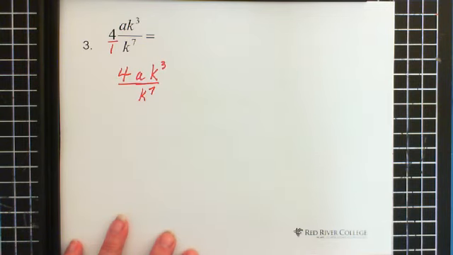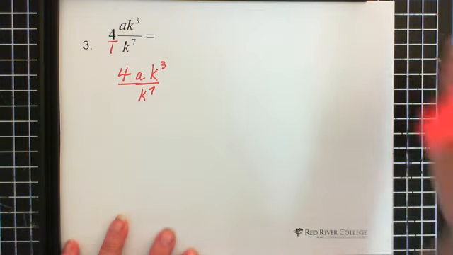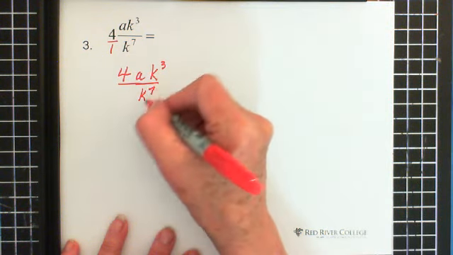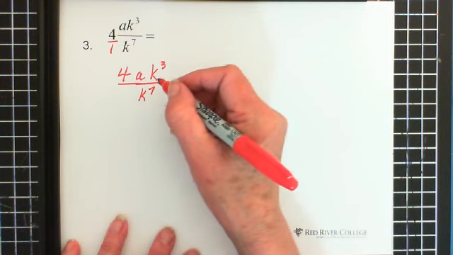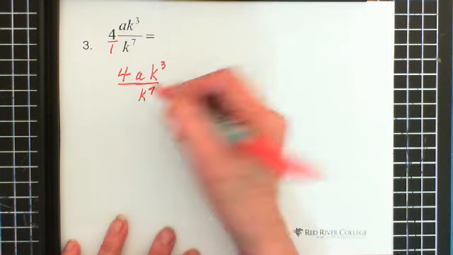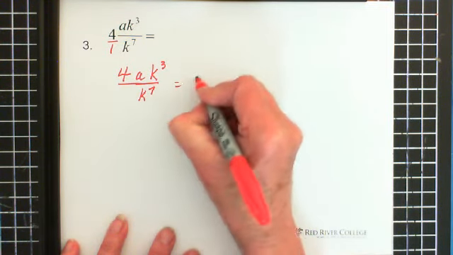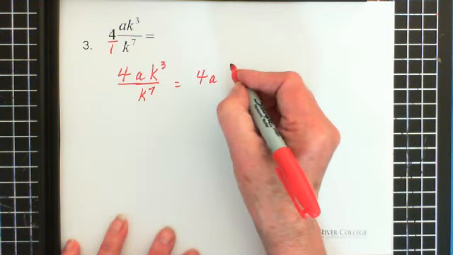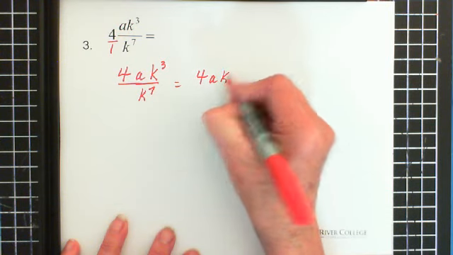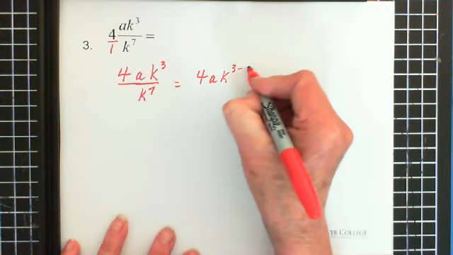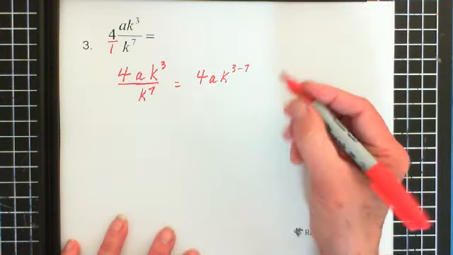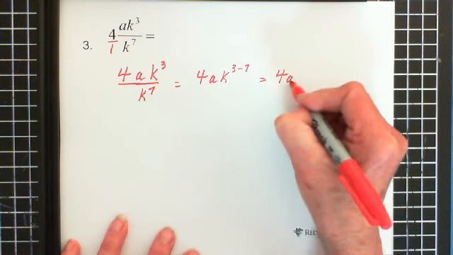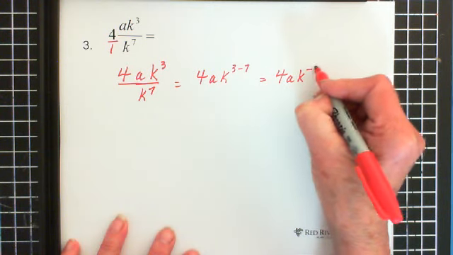Now, remembering what we talked about in the videos on explaining exponents, when you have the division of two powers with the same base, you subtract the exponents. So this becomes 4a k to the 3 minus 7, which equals 4a k to the minus 4.